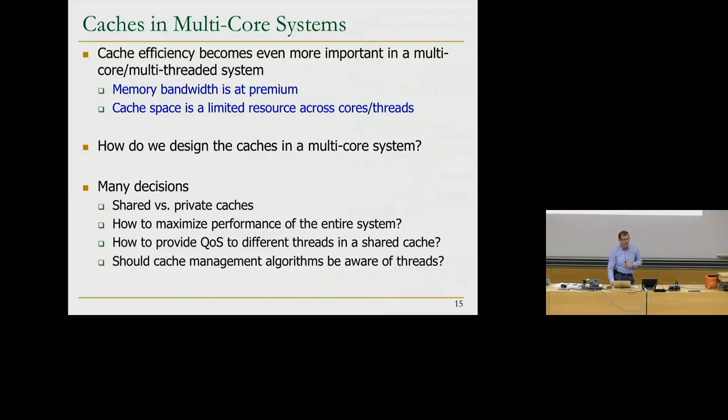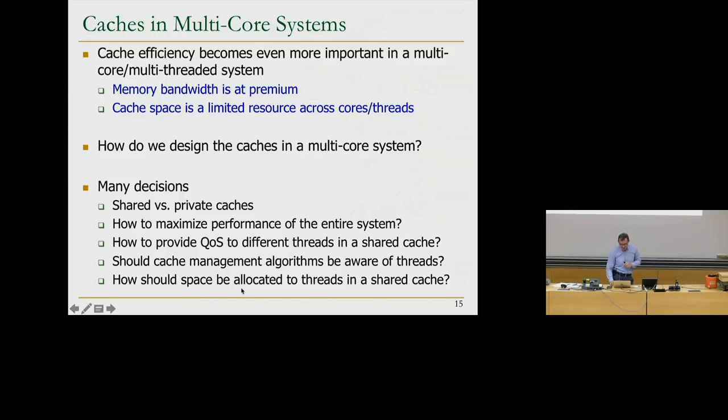Should the cache management algorithms be aware of threads? So far, we've discussed replacement policies, for example, and we didn't say this replacement policy considers multiple different cores or multiple different applications. If you have multiple different applications sharing the cache, you really want to design a replacement policy that's different from what we've discussed. LRU is not a good solution, actually. LRU is a terrible solution. Even random replacement is not a good solution in that case.